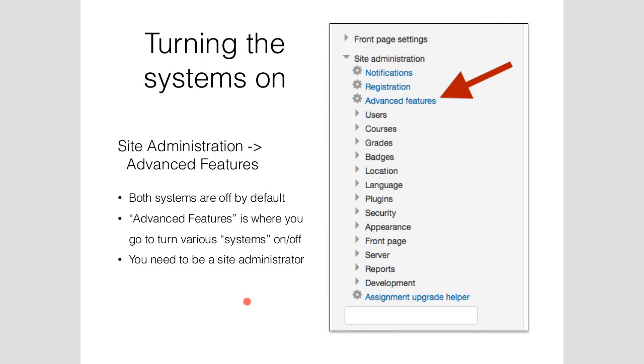So next step, turning the systems on. I've made an assumption that most of us are probably on top of these systems, but I just thought in case someone maybe watches this later or hasn't seen these systems. There's a few steps to this. By default, the conditional activities and the completion tracking are both turned off on Moodle sites on a fresh install. So it actually requires a site administrator to go and turn these on. And where you find it is in the site administration under advanced features. And really the advanced features is an area in the administration where you turn systems on and off. It's essentially what it is.